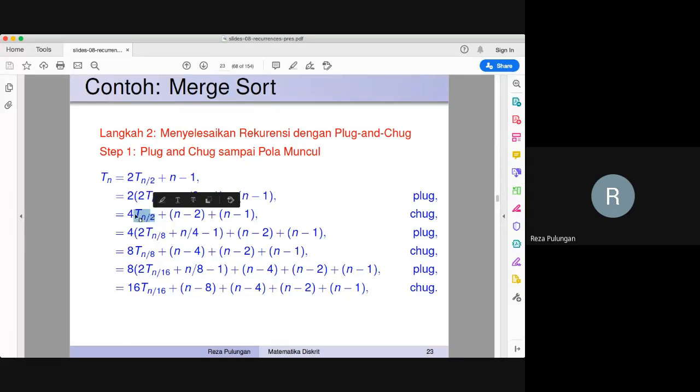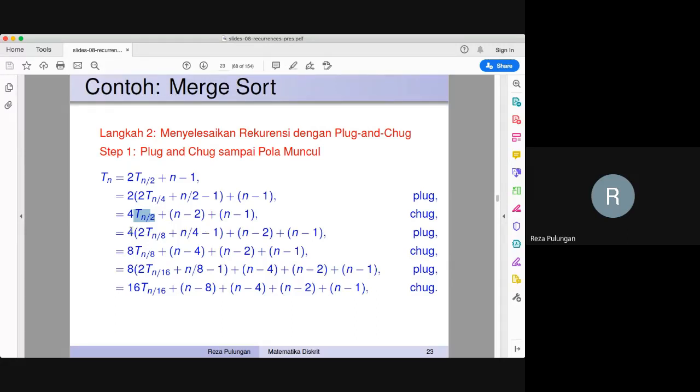Now, what about T(n divided by 4)? We perform again a plug. T(n divided by 4) is equal to 2 times T(n divided by 8) plus n divided by 4 minus 1. This is our plugging. And then we get 8 times T(n divided by 8), multiplied by 4 times n divided by 4. How many is that? Well, 4 times n divided by 4 is n.